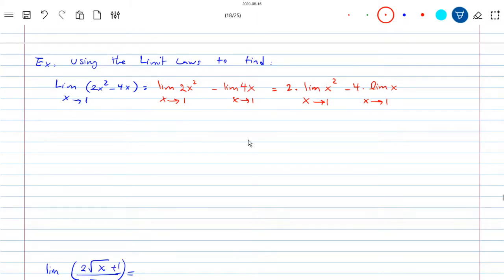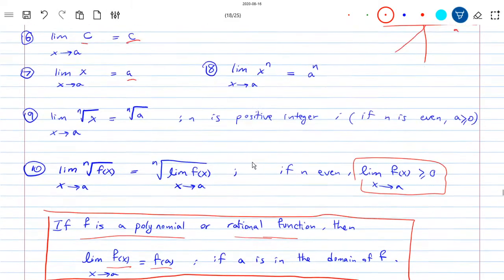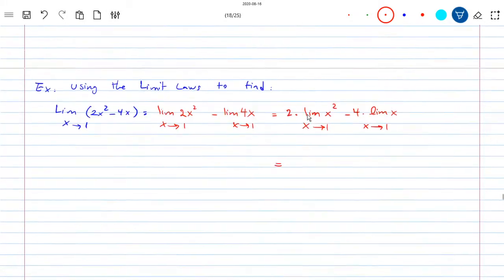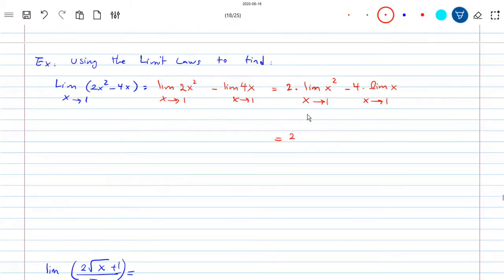And now I can calculate the limits. Limit x squared as x approaches 1. Here is the property. Limit x to the n as x approaches a is just simply replacing a for x. So a to the power n. So I can say this is 2 times, I can replace 1 squared, minus 4 times limit x as x approaches a, simply 1, replace 1. So what you get is 2 times 1 squared minus 4, it would be negative 2.